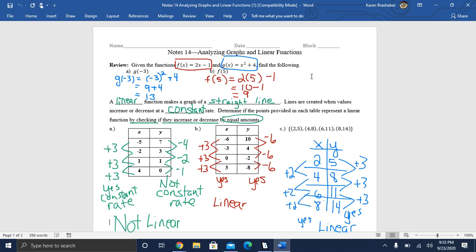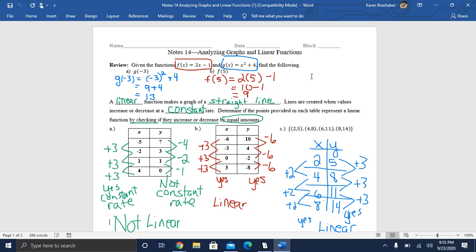So you'll be looking at the rates of change, and if your x's and your y's both go up at a constant rate, then you have a line.